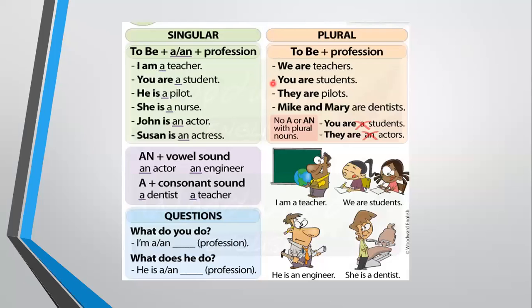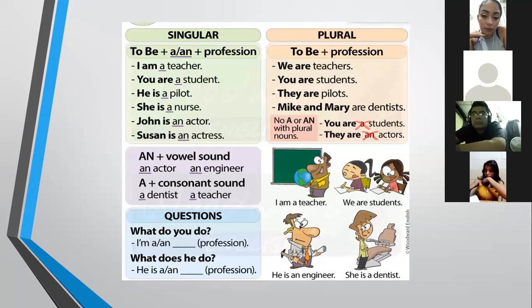We are teachers. You are students. They are pilots. Mai and Mari are dentists. Ok, thank you. Vaya, si ustedes se fijan, como estoy hablando en plural, no voy a utilizar lo que son esos determinantes, ¿verdad? You are a student, es incorrecto. They are an actor, de igual manera es incorrecto. Si ustedes recuerdan, habíamos dicho que a o an significan un o uno y solamente se utilizan en singular, es decir, con un. Now, you can see we have the questions.